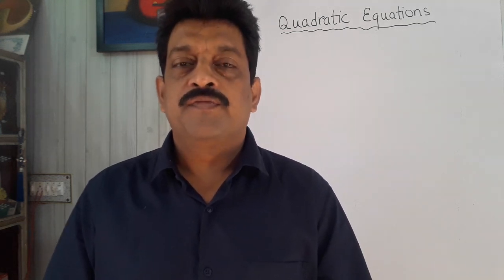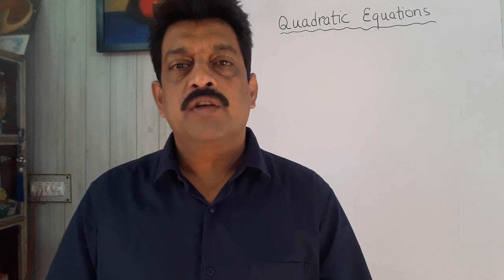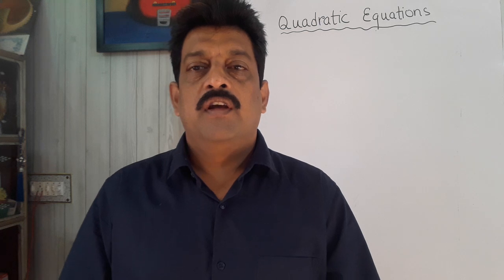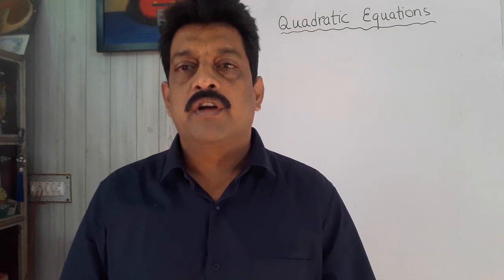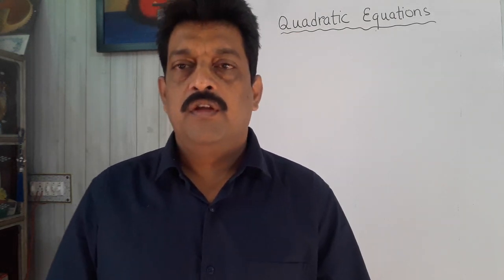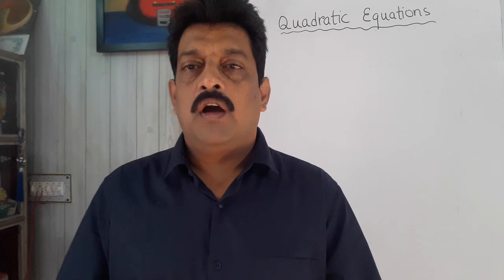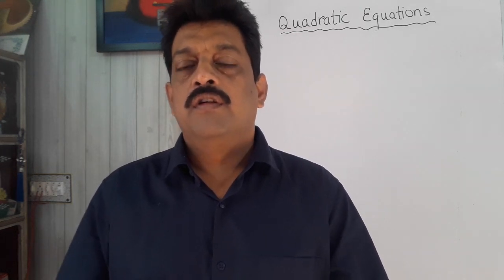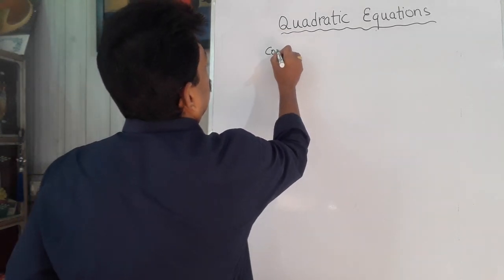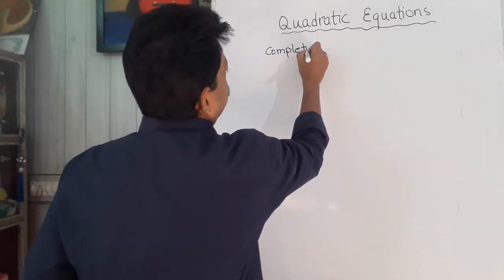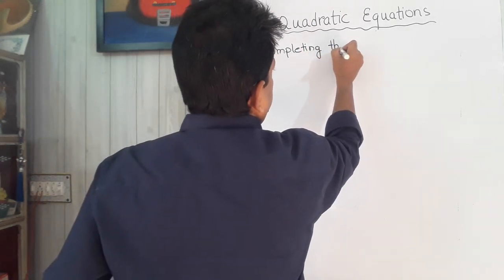Students, as you know, we are going through the chapter quadratic equations from class 10 mathematics. In previous sessions we have learned how to solve different types of quadratic equations and how to find their roots. Today I am going to show you a different method of solving a quadratic equation. The method is known as the completing the square method.